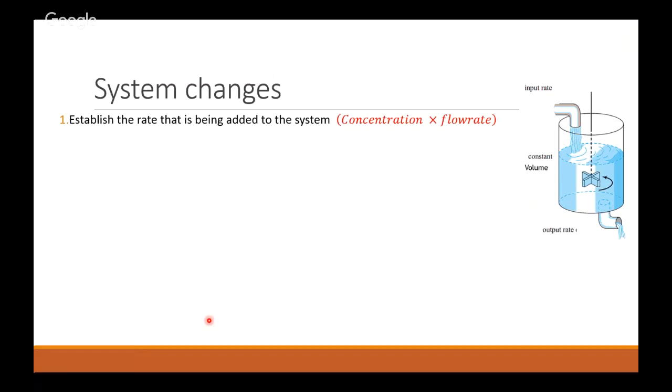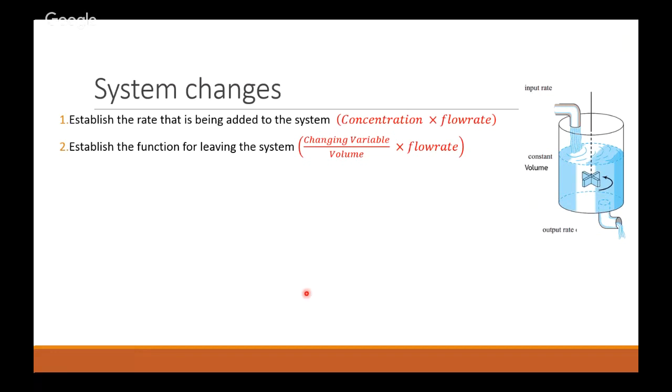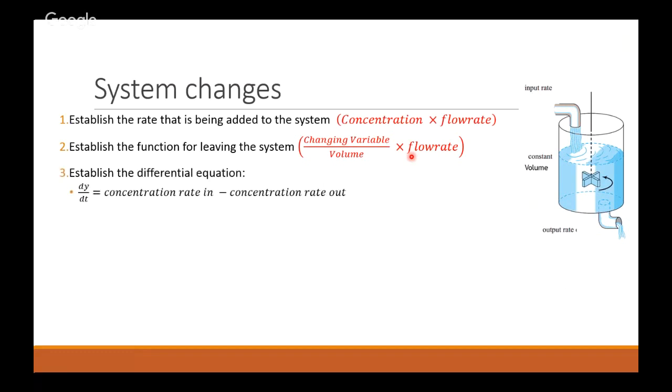First, you want to establish the rate that's being added to the system. So you're looking at what's going in for your differential equation, and that's concentration times the flow rate. Then you want to figure out the function for what's leaving. It's a function because this is a constantly changing variable, times the flow rate going out. Next, you can establish your differential equation: the rate of change of the salt in the tank is the rate going in minus the rate going out.